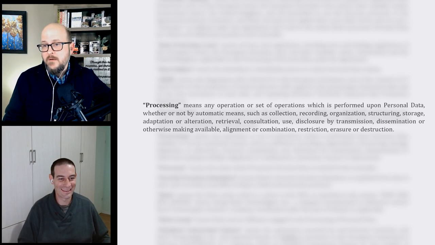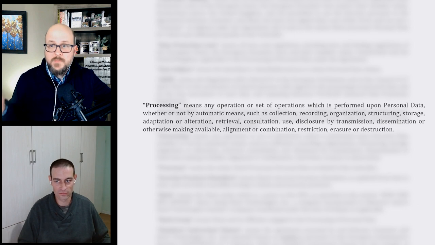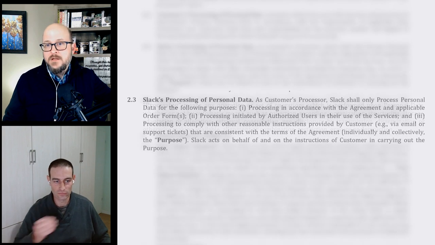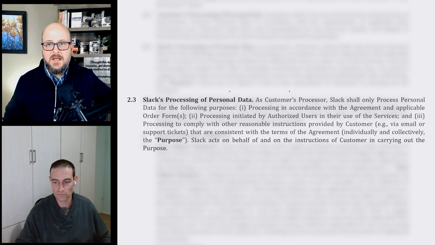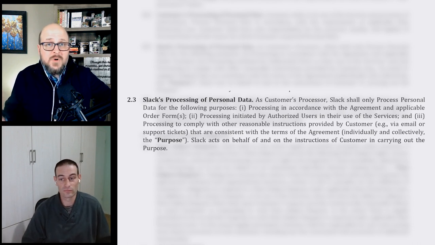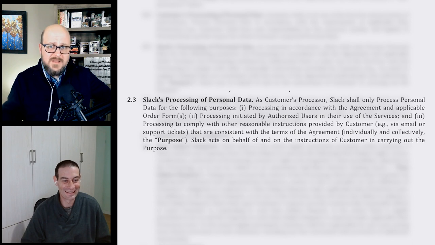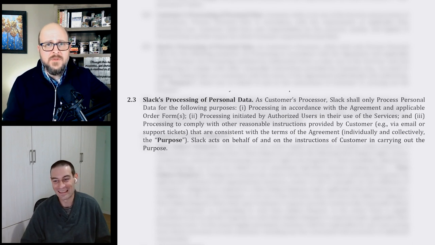It's a defined term, the word processing means something. They're referring to, in their definitions, any operation or set of operations which is performed upon the personal data, whether or not by automatic means, or if somebody actually did something. So I'm looking down at 2.3. It gives some of the guidelines for processing the personal data. Again, it feels very broad. We're going to do the thing with the thing and all the things that we do. It's ours to do the thing with. What do you think about the language in 2.3?